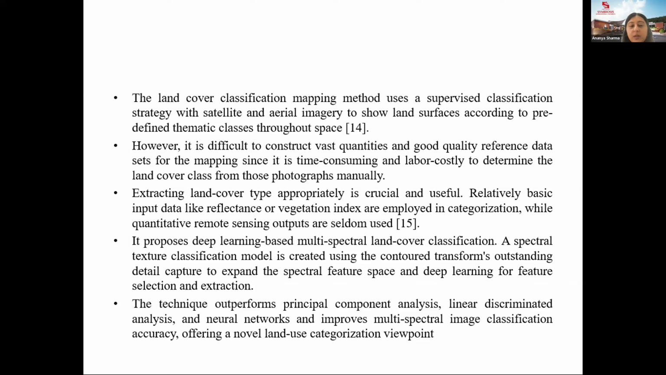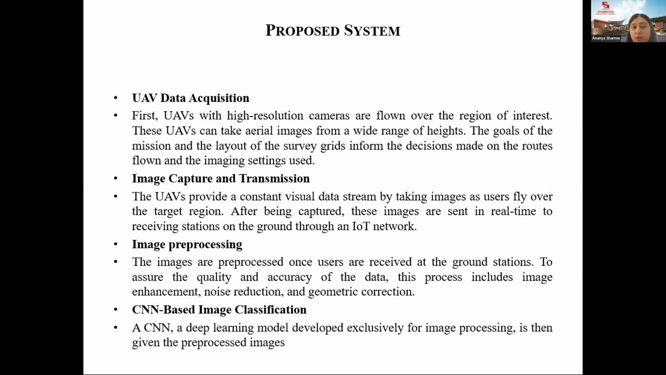Relatively basic input data like reflectance or vegetation index are employed in categorization, while quantitative remote sensing outputs are seldom used. So this paper proposes a deep learning based multispectral land cover classification. A spectral texture classification model is created using contourlet transforms, outstanding detail capture to expand the spectral feature space, and deep learning for feature selection and extraction. This technique even outperforms principal component analysis, linear discriminant analysis, and neural networks, and improves the multispectral image classification accuracy, offering a novel land use categorization viewpoint.